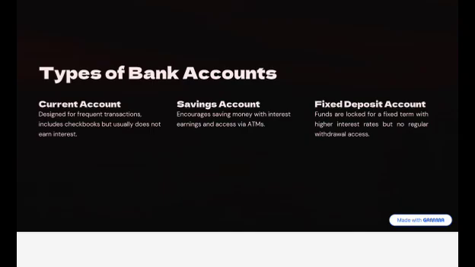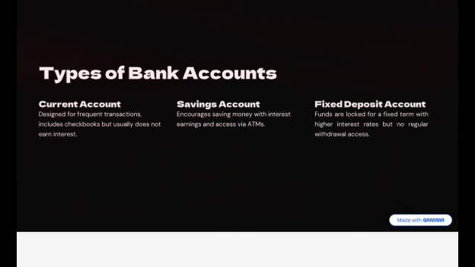Let's talk about the fixed deposit account. A fixed deposit account is a term deposit where money is placed for a fixed period of time at a fixed rate of interest. This is designed for individuals or companies who want to invest their money for a fixed period at a fixed interest rate.